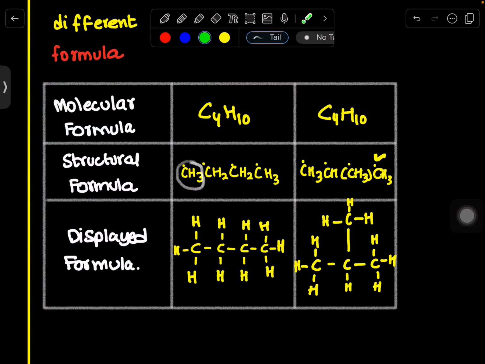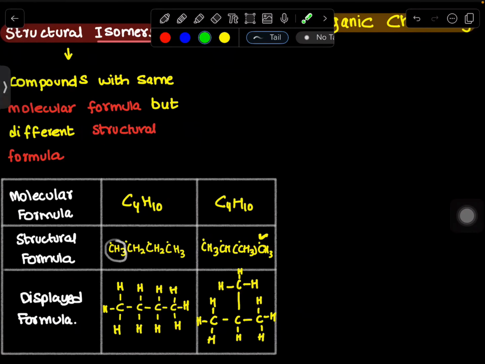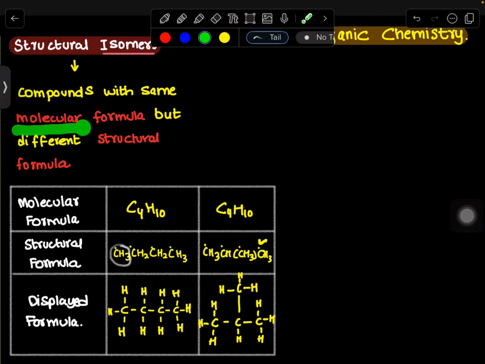So now we understand that structural isomers are compounds with the same molecular formula. I'll repeat that. They have the same type of atoms in the compound and the same number of those specific atoms in the compound. What's different is their spatial arrangement or their structures. Okay?